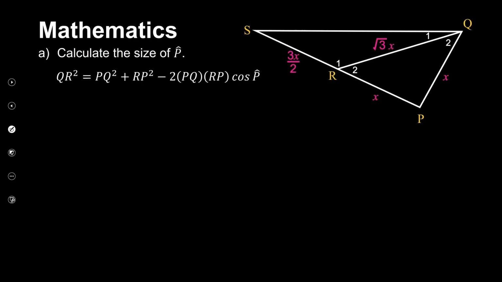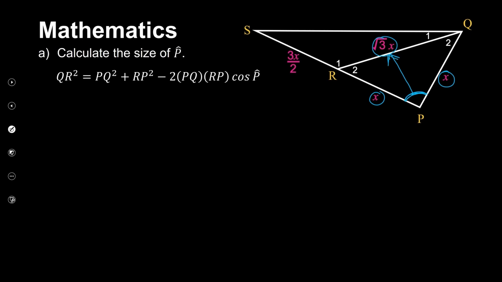Okay, so because they want us to calculate the size of P, you will notice that in this triangle, we've been given 3 sides. We've got 1, 2, 3 sides. So we're going to use the cos rule to find the size of P. And how do we do that? Because we want to find the size of P, we're going to start off with the side across from it when we're writing the cos rule.